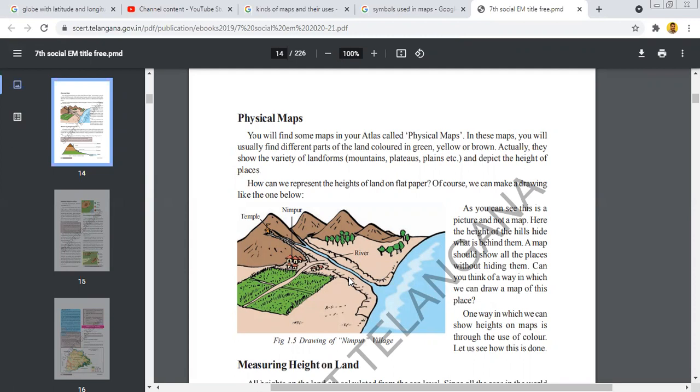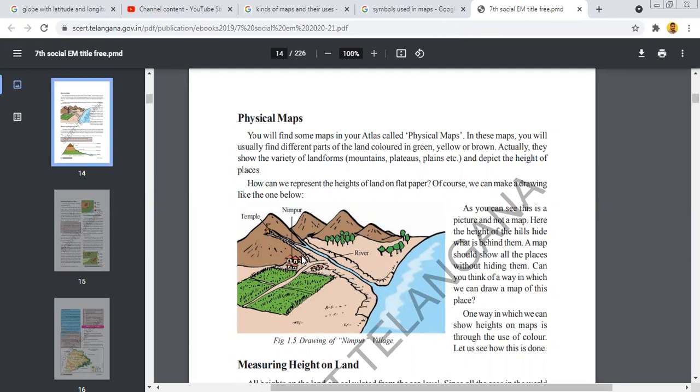You can observe here. For example, here we have taken Nampur village. Nampur village is situated near the hills and beside the river area. So to show Nampur village on the map, we are using different colors.